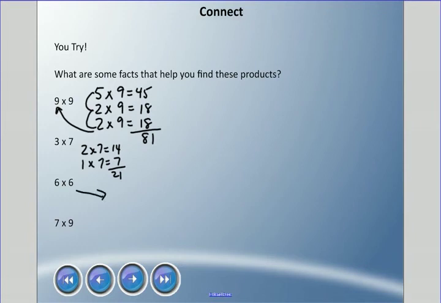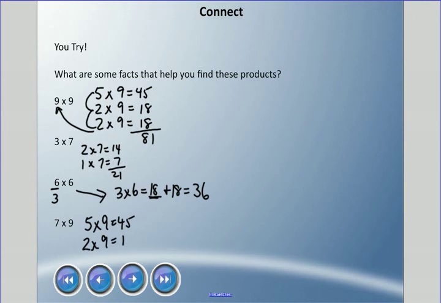We could try the halving strategy here. Maybe we cut this 6 in half to get 3. Let's say I know my 3 times 6 is 18. Remember, we double this 18, so 18 plus 18 is 36. And then lastly, 7 times 9. We did this before. Maybe I did 5 times 9 is 45, and I'm left with 2 times 9 is 18. I learned that the answer is 63 after I add that all together.